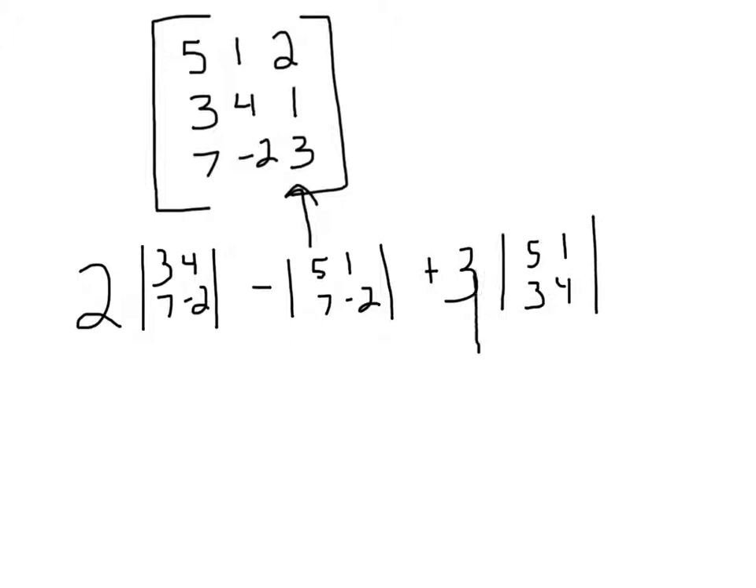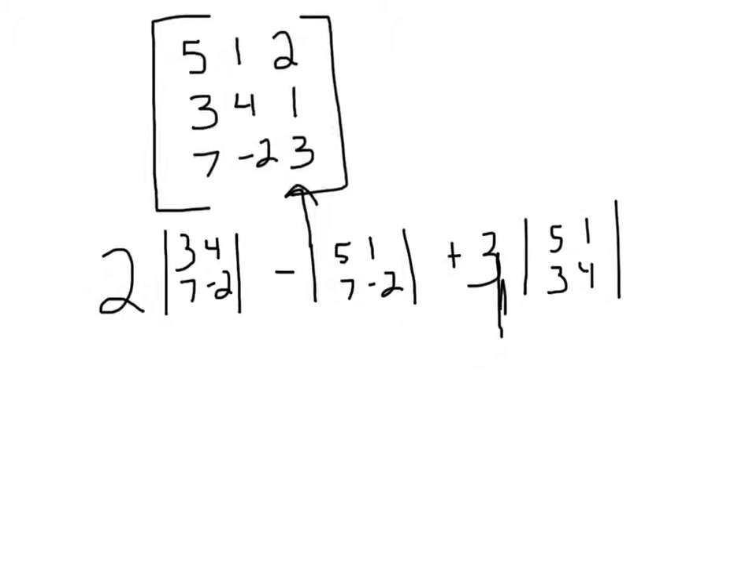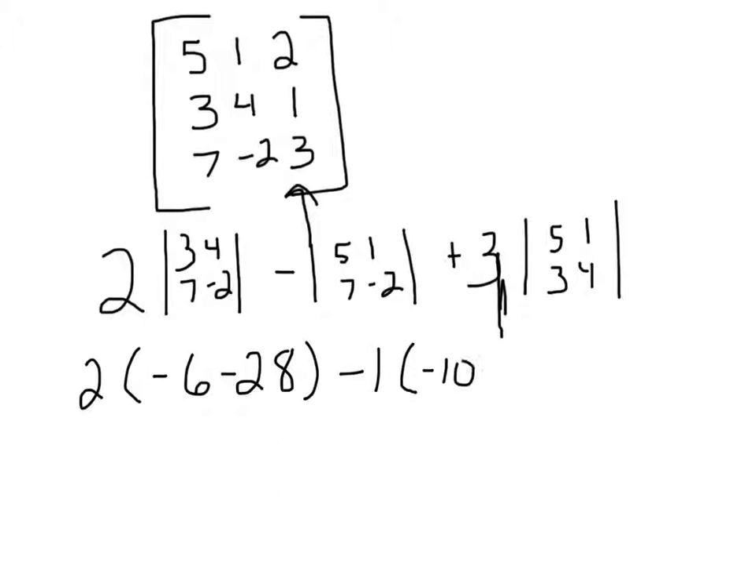And now it's a matter of solving those. So in this particular one, it'd be 2 times negative 6 minus 28, minus 1 times negative 10 minus 7, plus 3 times 20 minus 3. And then again, it's just a matter of simplifying that.